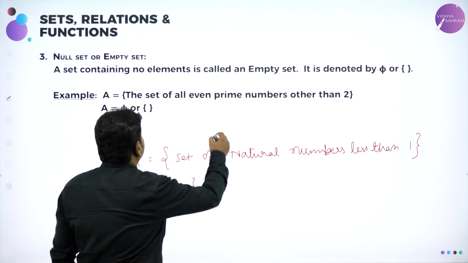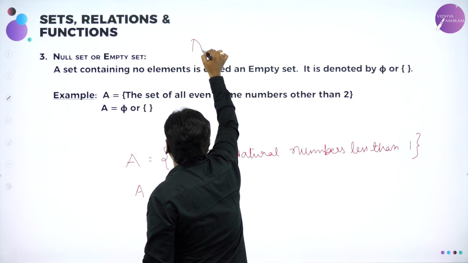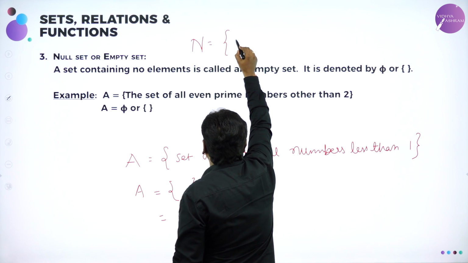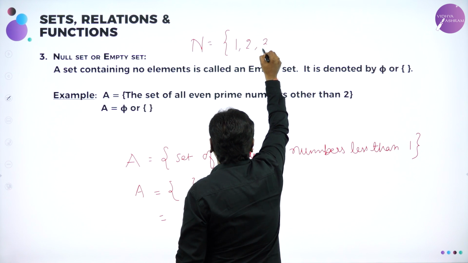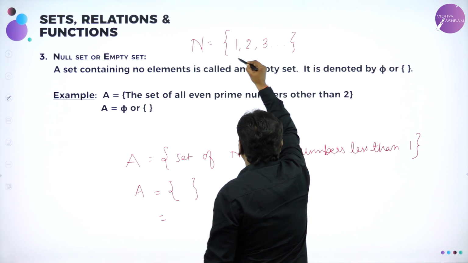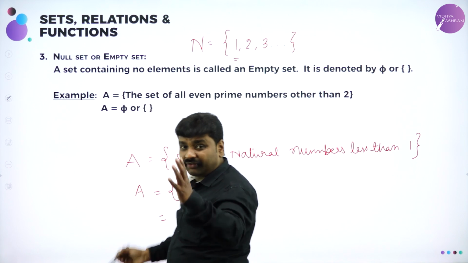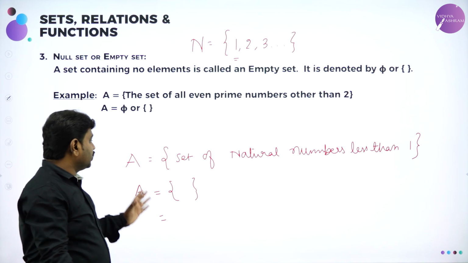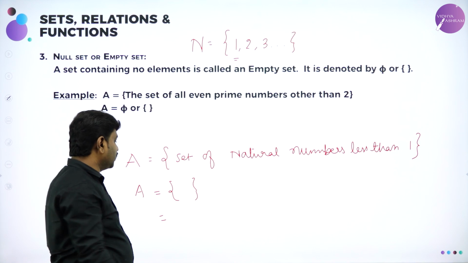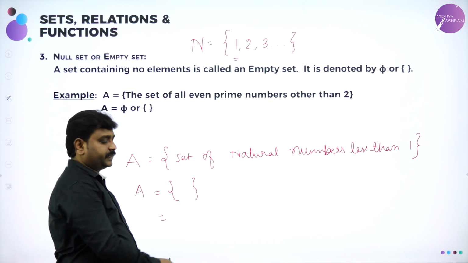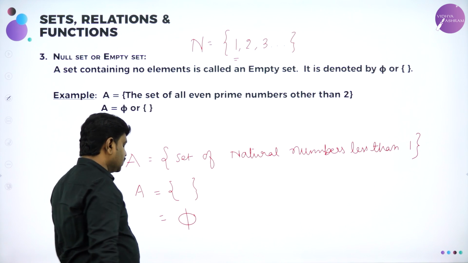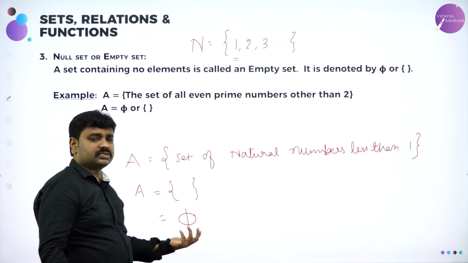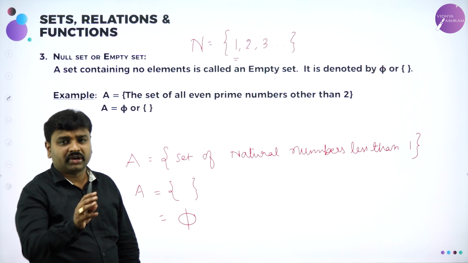All of you know what natural numbers are. In mathematics, natural numbers means the set N containing elements 1, 2, 3, and so on. Natural numbers start from 1. We don't have a natural number less than 1. So if they ask you to write the set of natural numbers less than 1, it's an empty set or null set. I can write A is equal to this or A is equal to this. Both are the same. I hope all of you understood.